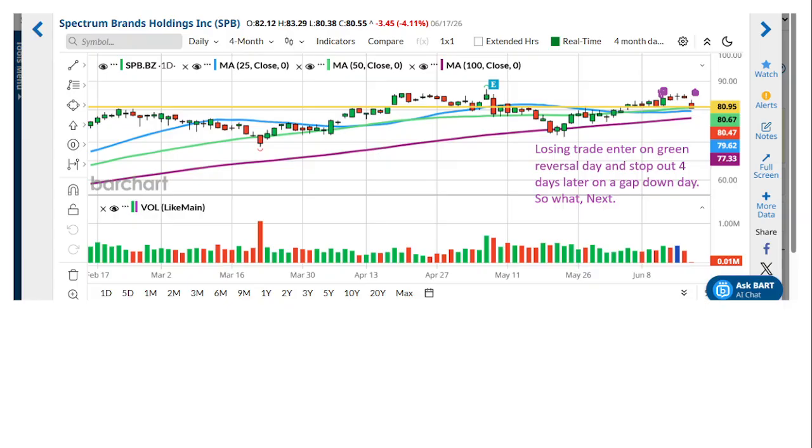This was another losing trade where I entered on a green reversal day here, where this purple dot is. That's the day I entered. And I stopped out 4 days later here on a gap down where price was moving up. I had a winning position, and then on that fourth or fifth day, I think it was 4 days later, the stock simply gapped down out of nowhere.